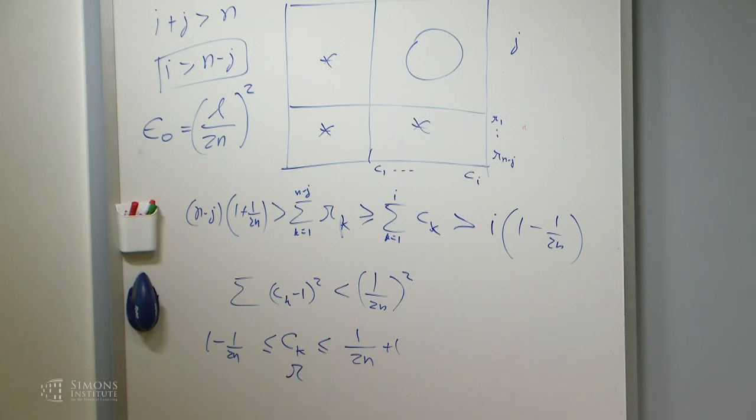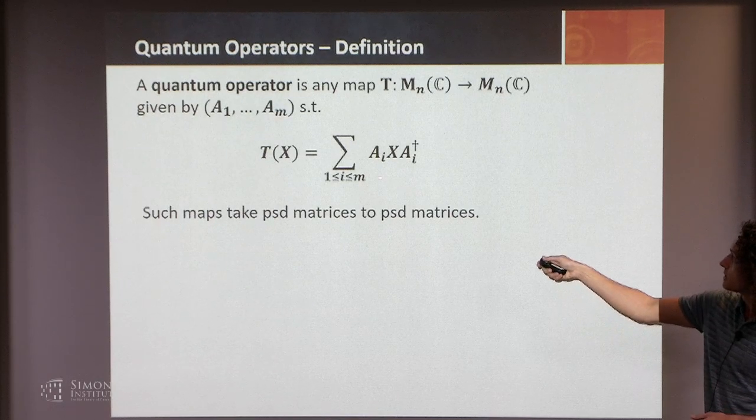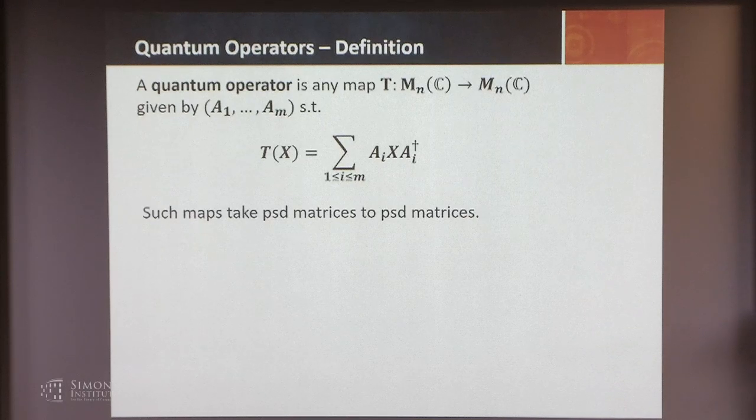Now let's get to quantum operators, which are a generalization of the matrix scaling problem. A quantum operator can be given by any map that maps complex n by n matrices to n by n matrices, given by a tuple of matrices A1 up to Am, such that T of X is equal to the sum of A_i X A_i conjugate transpose. The only thing I wanted to get out of it is that it takes positive semi-definite matrices to positive semi-definite matrices. No quantum things required here.